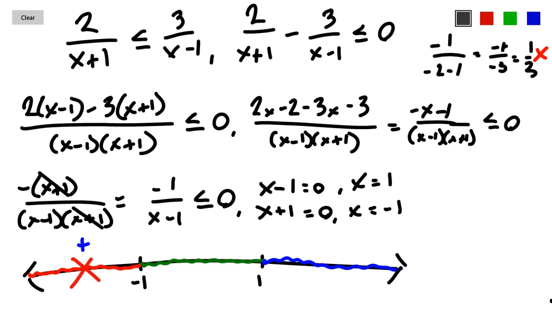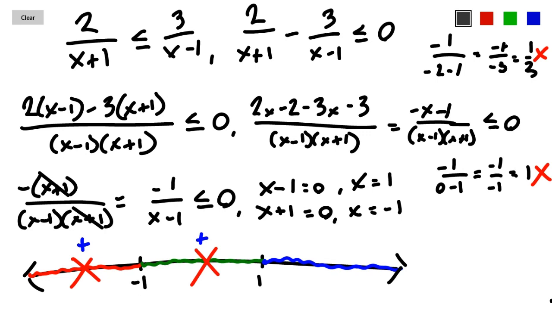So for the second one that I'm going to test, I'm going to choose x is equal to 0. So I have minus 1 over 0 minus 1. What does that give me? Negative 1 over negative 1, which gives me a positive 1, which is also greater than 0. We're looking for things that are less than or equal to 0. So since I get positive values over here too, it's going to give me no solution. And so the only interval that I have left to test is this guy right here.